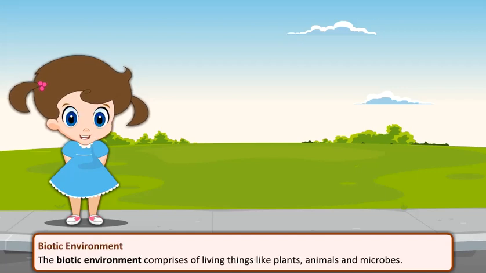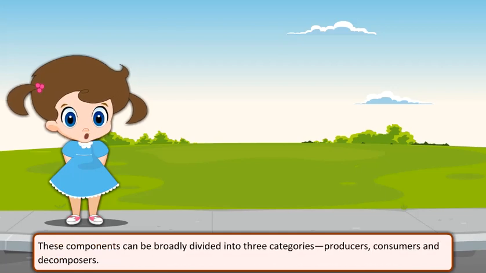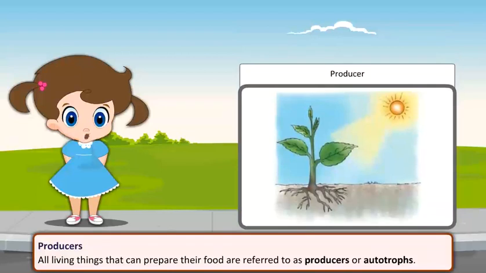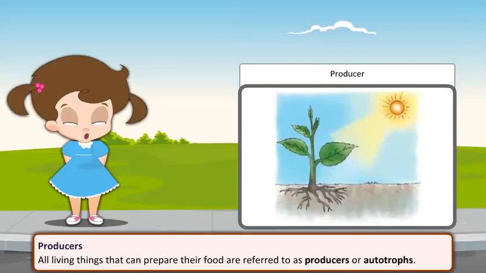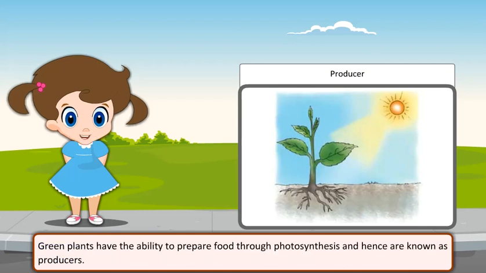Biotic environment. The biotic environment comprises of living things like plants, animals, and microbes. These components can be broadly divided into three categories: producers, consumers, and decomposers. Producers. All living things that can prepare their food are referred to as producers or autotrophs. Green plants have the ability to prepare food through photosynthesis and hence are known as producers.